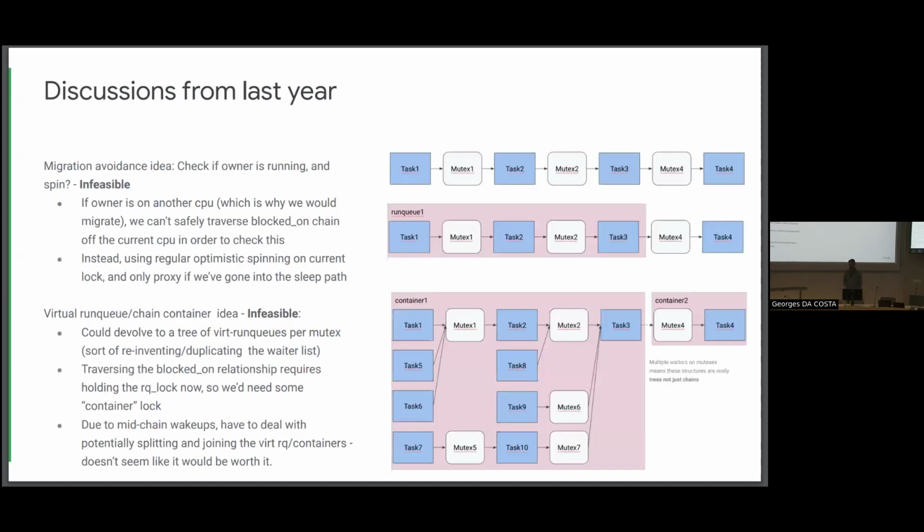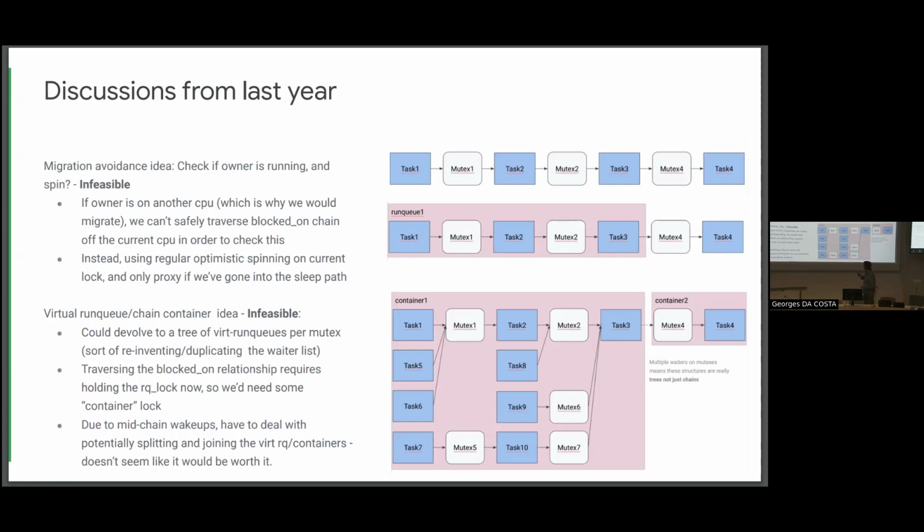So I might run through a couple of things from last year that we talked about. One idea was this migration avoidance idea, where if we could run down the chain and check to see if the owner was running, then just spin and never do the migration. That would simplify things. One of the problems is that there's alternation between tasks and mutexes in these chains, and we've got a lock for each of these that we have to take. So just by the locking order, we have to take and release and take and release, and there's no way to keep this stable.